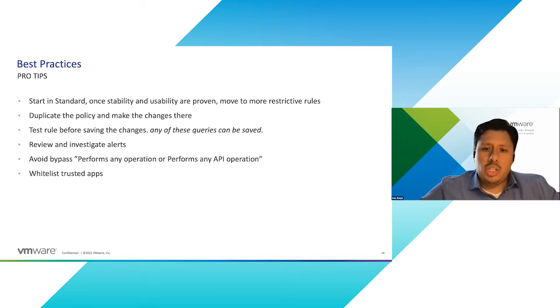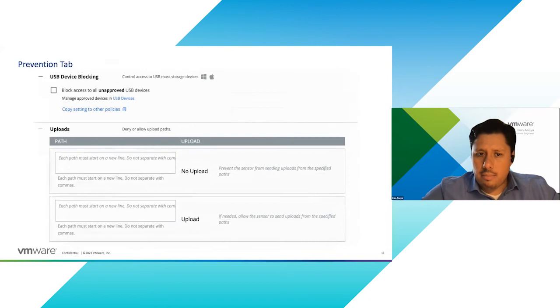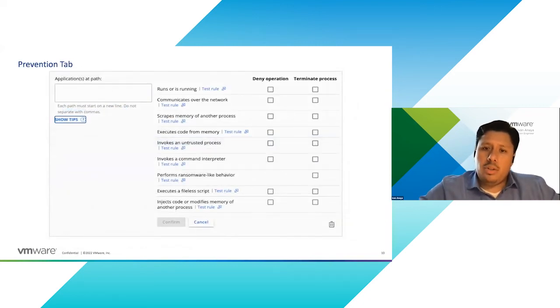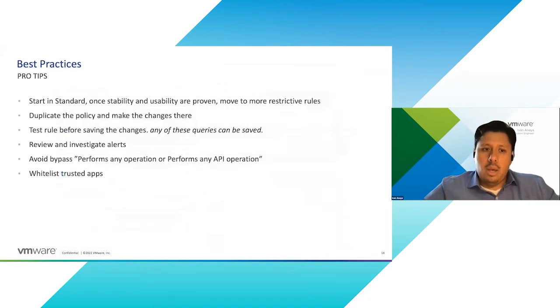Test your rule before saving the changes. Previously, let me go back a couple of slides. I didn't mention, but here you will have a blue link that says test rule. It means that the application or path that I set up right here, if I click the test rule, it will look into the investigate data, and it will tell me if I have seen that behavior before. So that's how you test before launching or before applying that rule. Michael will talk more about that in a couple of minutes.